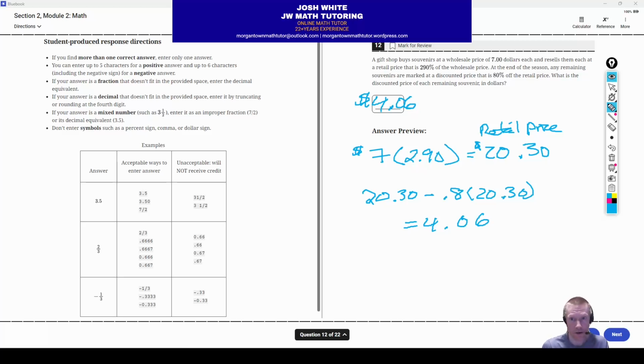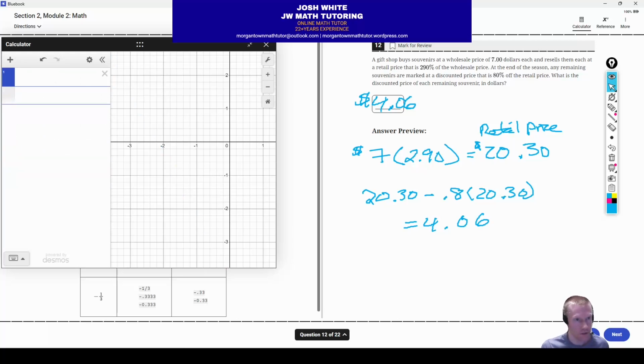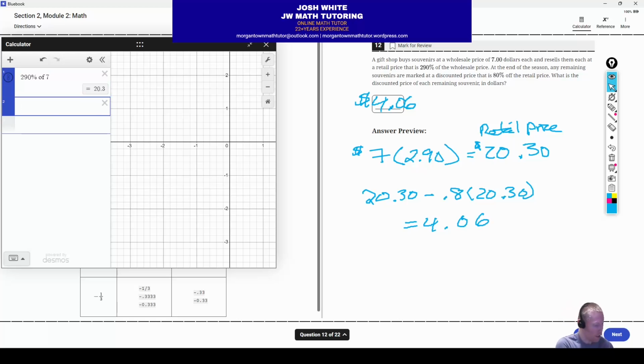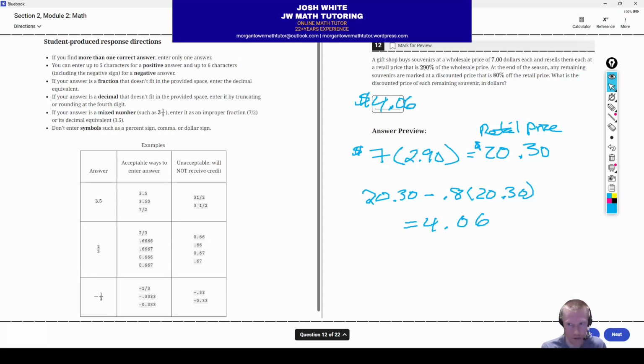So start with the original amount. You find 290% of that. And again, this we should be able to do in Desmos as well, just with the percentages. So first, 290% of 7. Okay, so that would give you the 2030. And then you need to know it's 80% off. So 80% of 2030. Okay, and then we just do 20.3 minus 16.24, 406. So obviously so much quicker and easier to do it, just the calculations and stuff in Desmos.